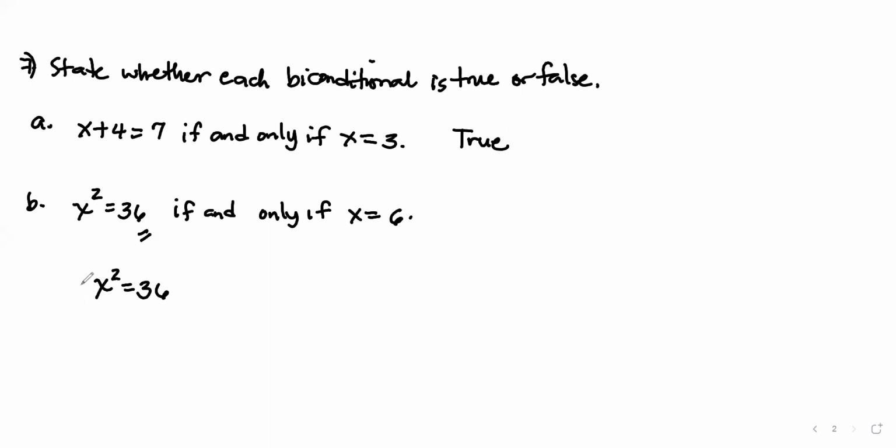If we solve this equation, x squared equals 36, since this is an equation, we will have two roots. When we take the square root of both sides, we have two values: x is positive or negative 6. So there are two roots for this equation, positive 6 and negative 6. Since we only have here x is 6, letter B is a false statement.